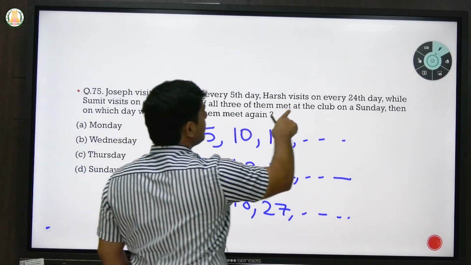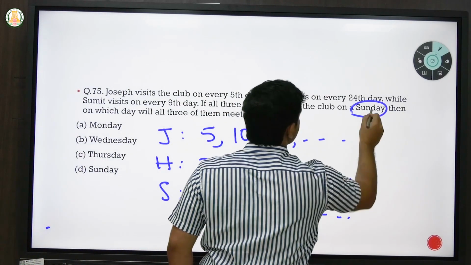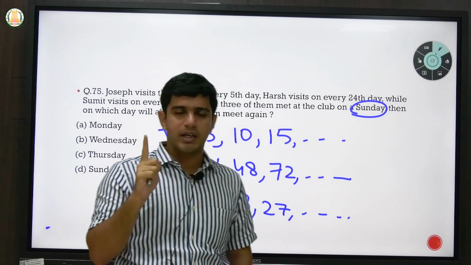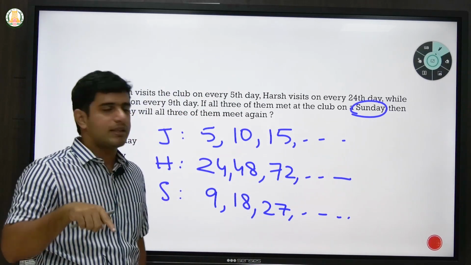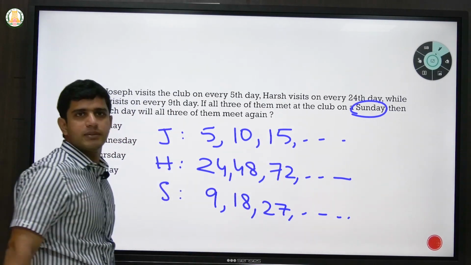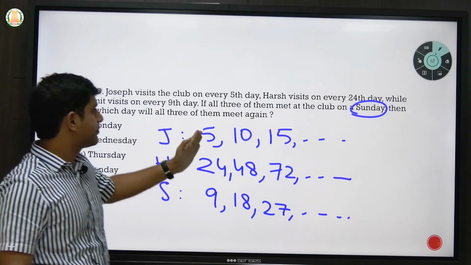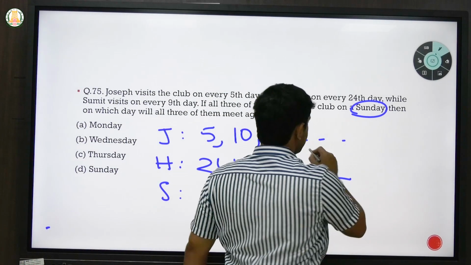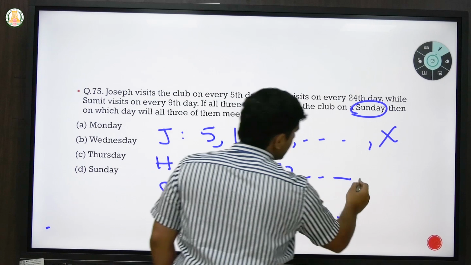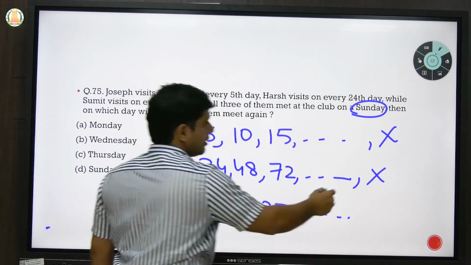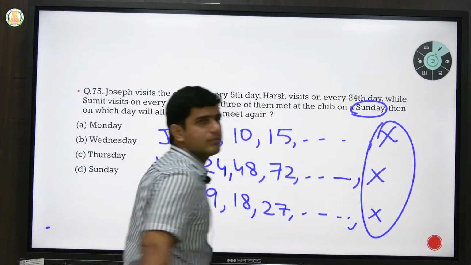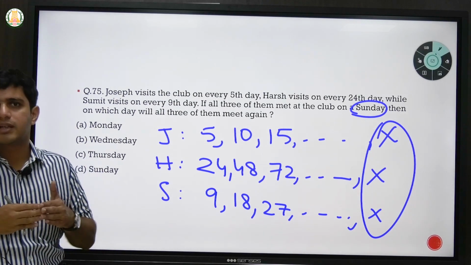Now, if all 3 of them met at the club on a Sunday, it means all of them are able to meet on one particular day, that particular Sunday. So this particular number should be the same in all 3 of them. Let's say Joseph comes on the 5th day, 10th day, 15th day, like that, there will be a number, let's say X here. Similarly, Harsh comes on 24, 48, 72, like that, and he also comes on that same X. So this X should be common for all 3 of them. Only then they will be able to meet on that one particular day, right?